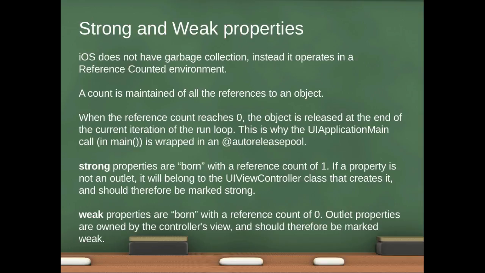But if a property is going to belong to something else, like an IB outlet property, which becomes the property, so to speak, of the view of that view controller, then we need to declare it weak, because weak properties are born, so to speak, with a reference count of 0. We don't want the view controller itself to have a reference count to that property. We want it, when it assigns that control to the view, to have the view hold a reference to that property. And the way we do that is we declare that property to be weak.